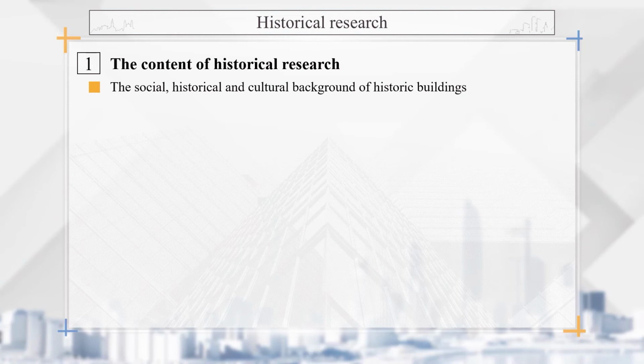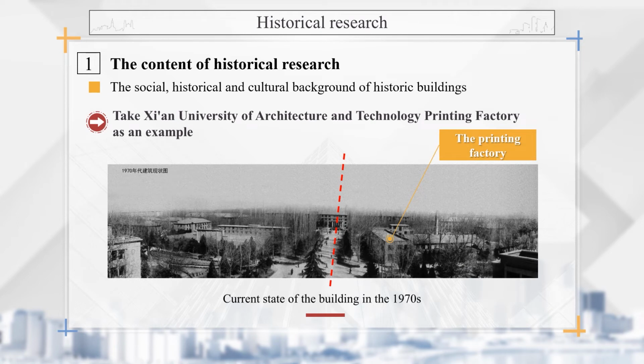The third subject to investigation is the social, historical, and cultural background of historic buildings. Let's still take Xi'an University of Architecture and Technology printing factory as an example. As the only building in the 1970s on campus, it is an indispensable memory.